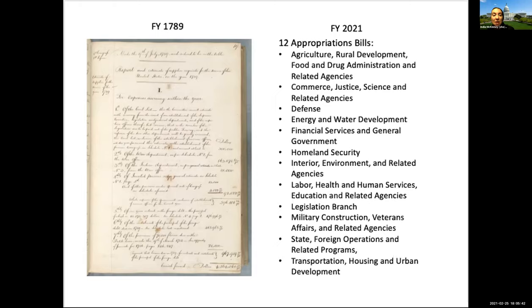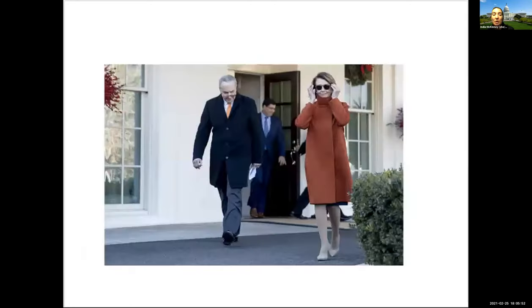So of course, if the House and the Senate and the White House cannot come to terms on a bill that both chambers can pass and the White House can sign, we end up with a shutdown, which has happened a lot.